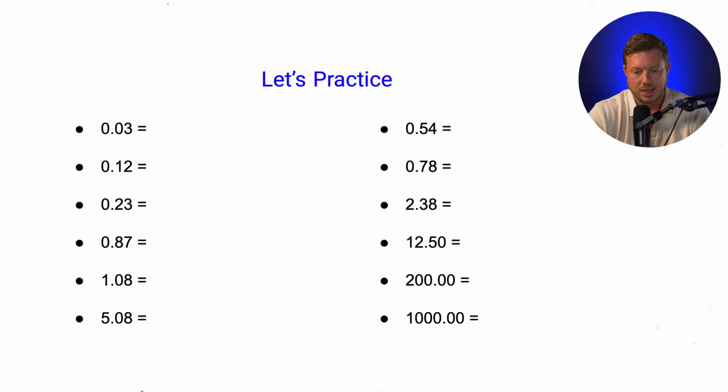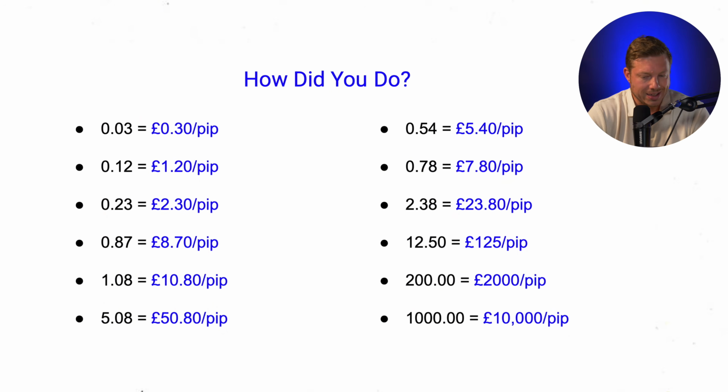So if we were to practice here, all I would recommend is if you're watching this, just print screen this or pause the video, go away, take some notes, and write down what you believe they would be. If this is your first ever time understanding trading, understanding the financial markets, print screen this, because there's nothing wrong with doing a little bit of homework on these and seeing if you got it right or wrong. But for those of you who did, here's the answers. 0.03 will be 30 pence, 12.5 will be £125, 0.78 will be £7.80, and so on and so on.